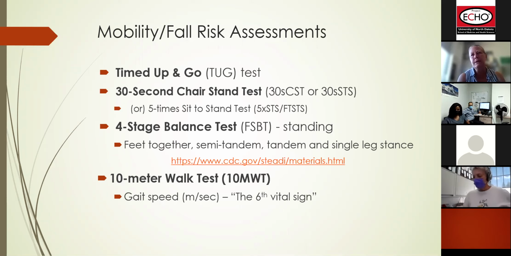You stand with your feet together, then make it more challenging, standing with one foot slightly ahead of the other, standing tandem, and then trying a single leg stance and measuring if they're able to do that for 10 seconds. And one of you did identify figuring out gait speed. So the 10-meter walk test is an easy way to look at gait speed. So these would be mobility or fall risk, quick screening assessments.